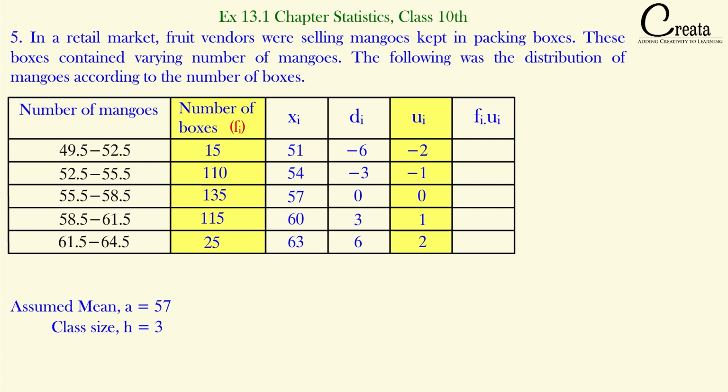In the first row, 15 into -2, it is -30. 100 into -1, it is -100. 135 into 0, it is 0. Next, it is 115 and 50. So we have multiplied Fi with ui. Let's do the addition to get sigma Fi into ui, which is 25. And let's add all the values of Fi, which is 400. Okay. We got all the values.